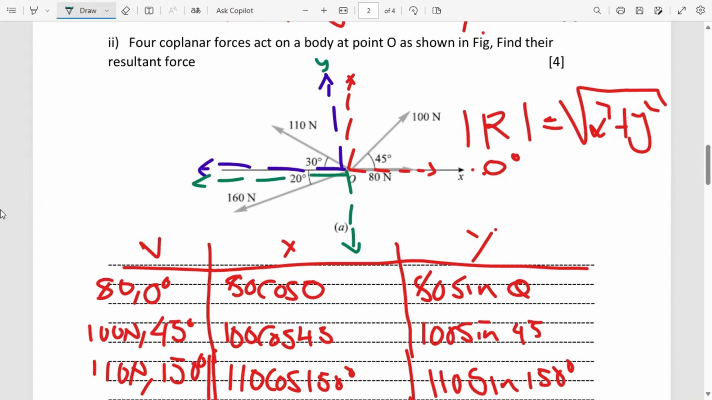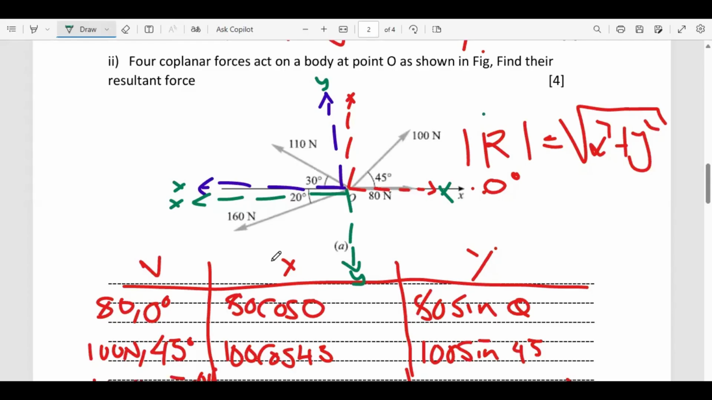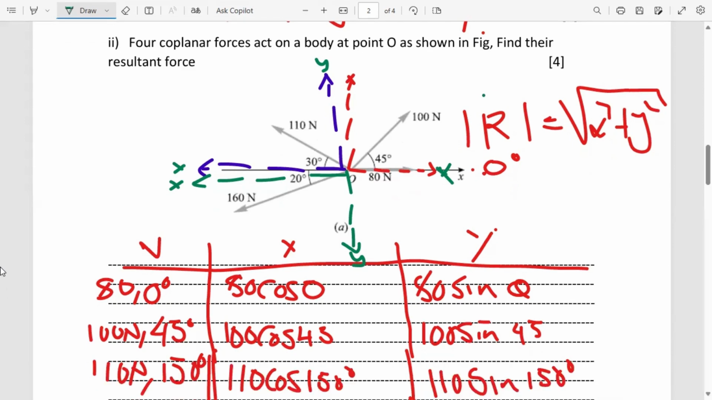It's away from the theta, so that means it's going to carry a sine. This guy is away from the theta, it is also going to carry a sine. This guy is adjacent to the theta, which is the 30, so it is going to carry a cos 30. This guy also is adjacent to the 20 here, so it is going to carry a cos 20. So this guy, the x here, is adjacent to the 45 degrees, so it is going to carry a cos, whilst this guy, the y, is away from the 45 degrees, so it is going to carry a sine.